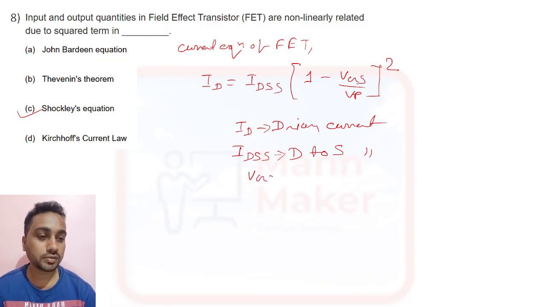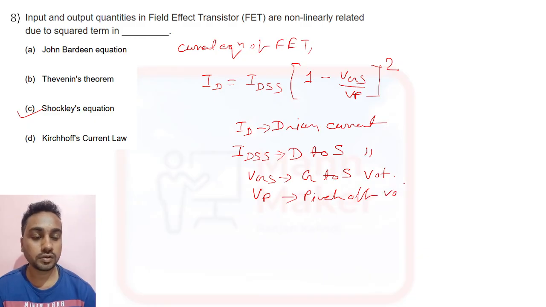Then VGS is your gate to source voltage, and VP is called the pinch-off voltage. This formula you need to remember. This is the Shockley equation formula.